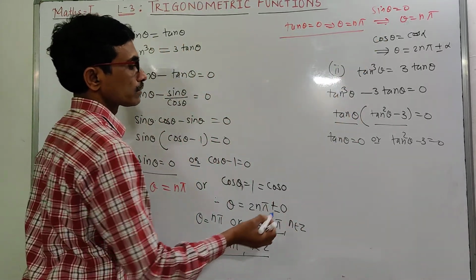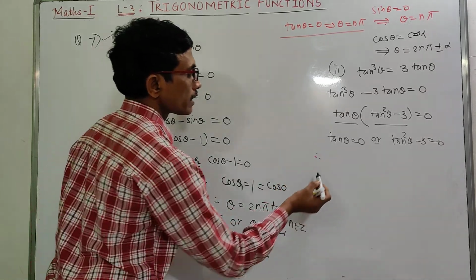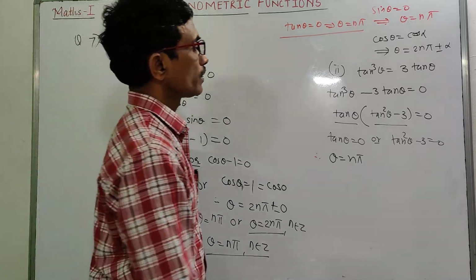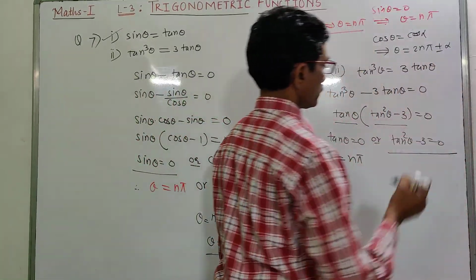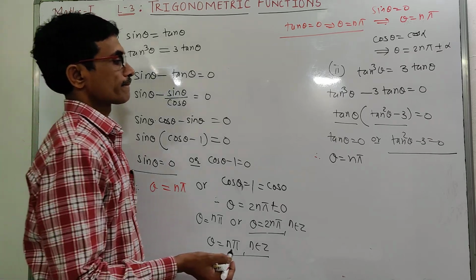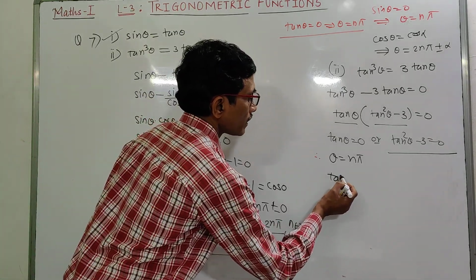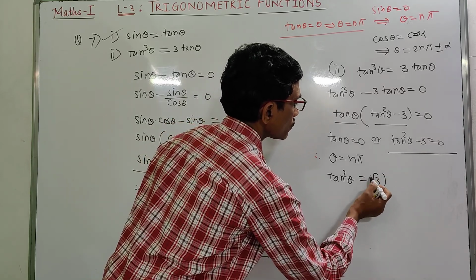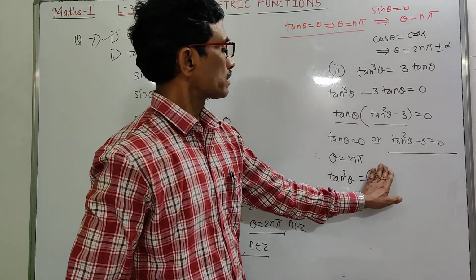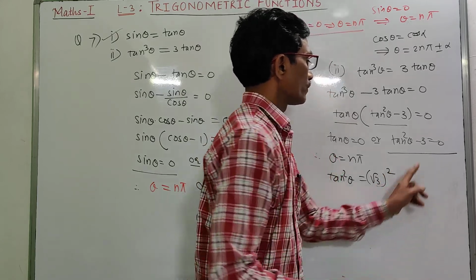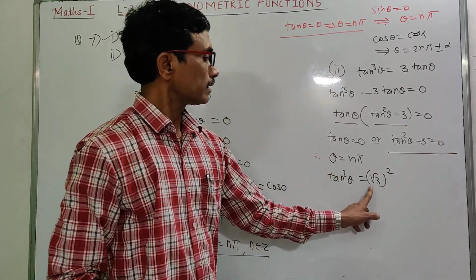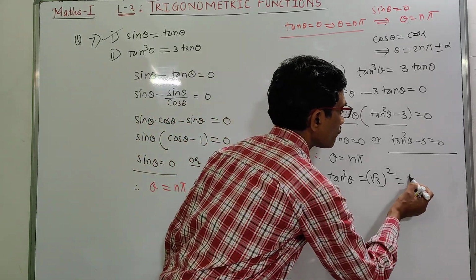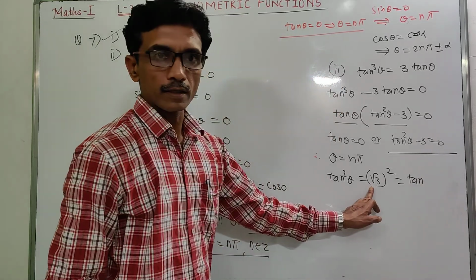So therefore here theta is equal to n pi. Now we find the general solution of this. Tan square theta is equal to root 3 whole square. Taking this 3 to the right hand side, we write it in this form, root 3 square. But root 3 is tan of pi by 3, tan 60 degrees.